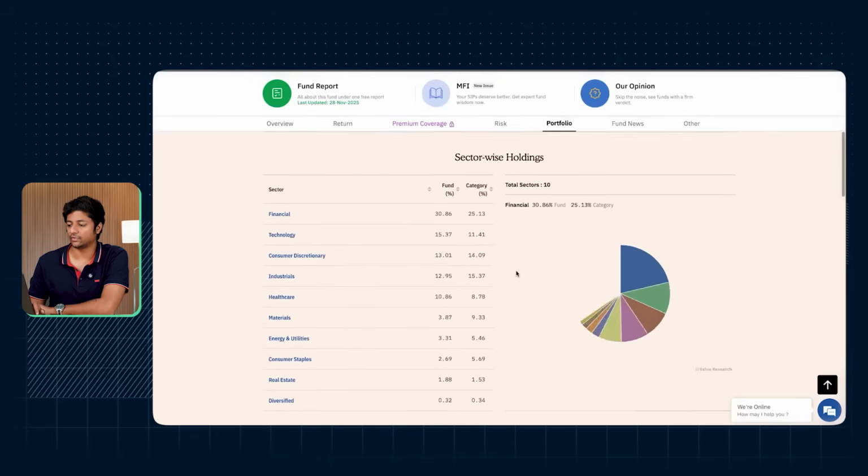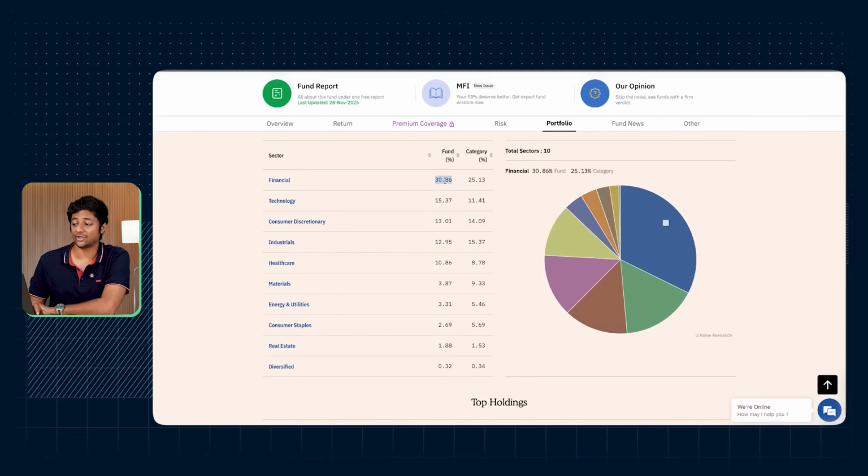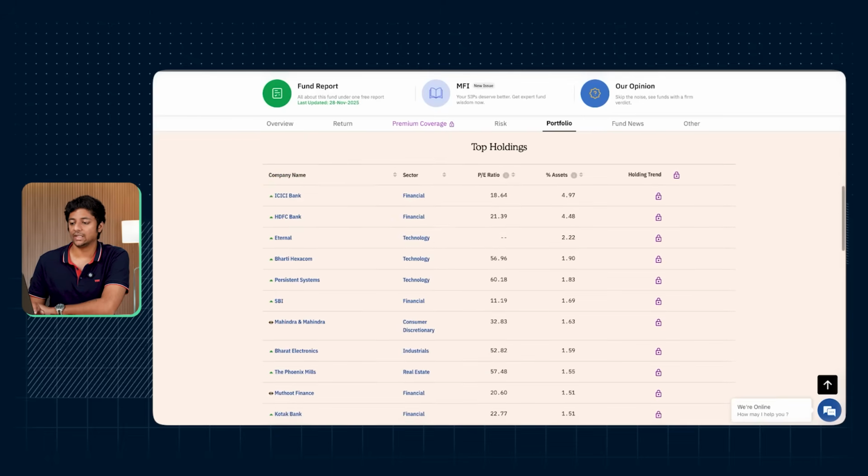Let me look at their portfolio. Right, the portfolio is again financial heavy: 30% into financials, 15% into technology, 13% consumer discretionary, industrials, and healthcare. So most of it is in financial and technology as compared to the other ones. Their largest holdings are HDFC and ICICI. Very funny, right? Most of them are holding HDFC and ICICI in their baskets right now. So that is something very interesting to look at, right? Bharti Hexacom, Eternal, Persistent. So this is basically what they have.